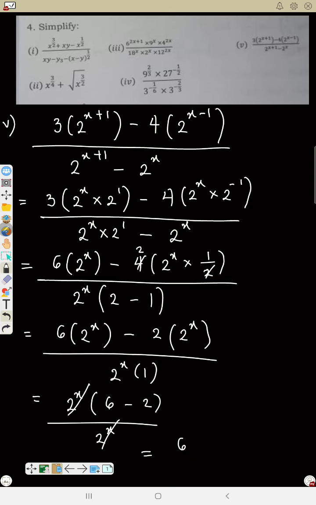It will remain 6 minus 2. As in, if this one should cancel out, it will remain 6 minus 2. And 6 minus 2 is 4. So that means the answer to the V is 4.